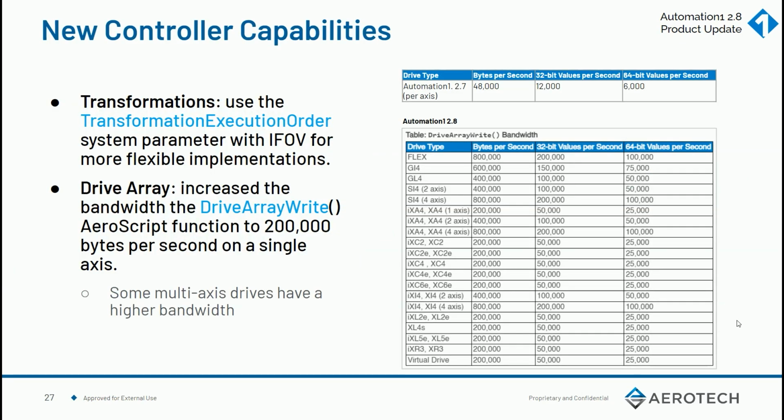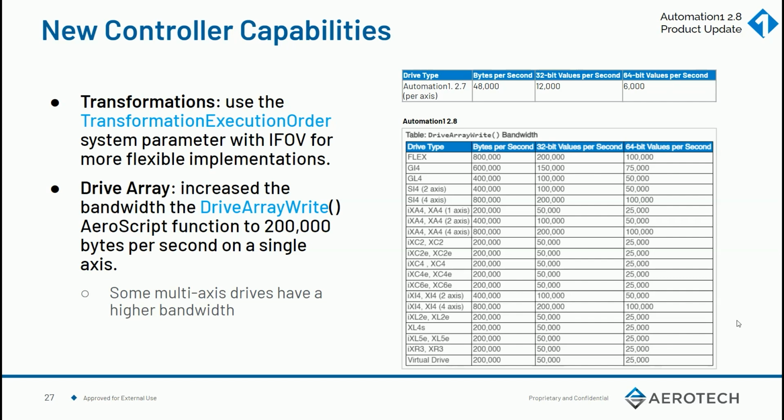Moving on to some controller improvements. One of the things that we're really excited about here is this new feature for transformations. You can use the transformation execution order parameter with IFOV, or infinite field of view, for more flexible implementations. And this was really useful for some of our more advanced laser scan head devices, 3D and 5D scanners, so that infinite field of view can now be used with those more advanced tools.